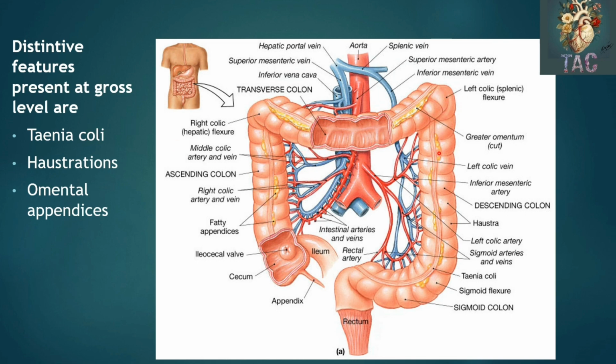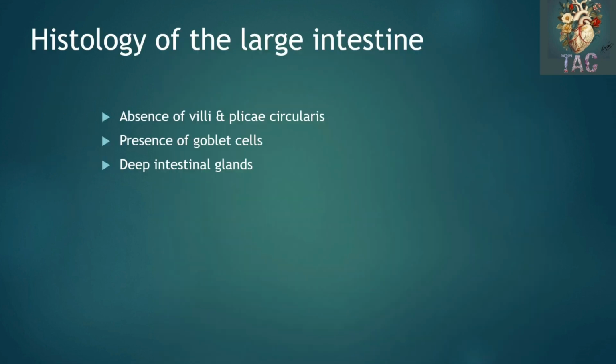Distinctive features at the gross level are the taenia coli, which are present over here. These are the longitudinally spaced muscle bands of the muscularis externa. Then the haustrations. You can see these are the haustrations, which are temporary folds. And then the omental appendices. These are adipose tissue present in the omentum, and these are called the omental appendices. These are the gross features present at the large intestine.